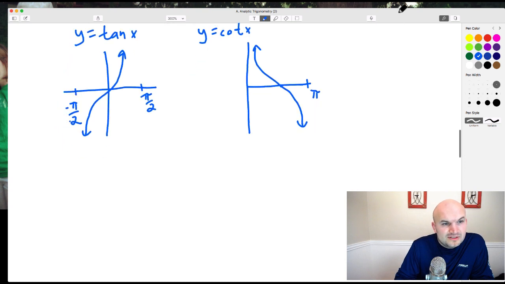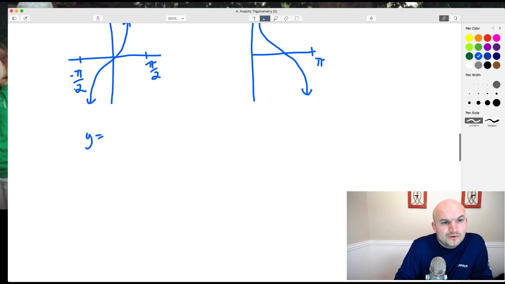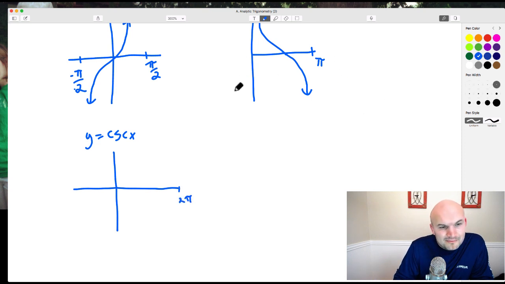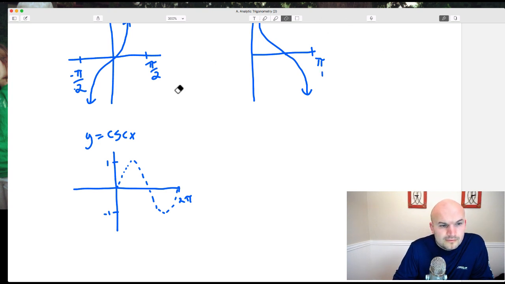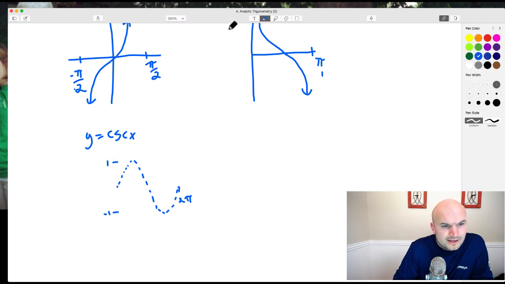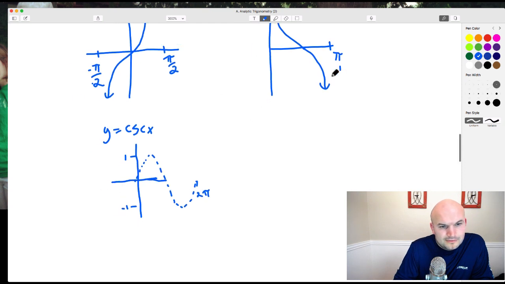And then we looked at the cosecant and secant graphs. So y equals cosecant of x. Now I can't draw a cosecant without at least drawing sine, so you're going to have to bear with me here. I'm going to have to at least draw the sine graph, and we'll just do one period. Okay, it looks something like that.